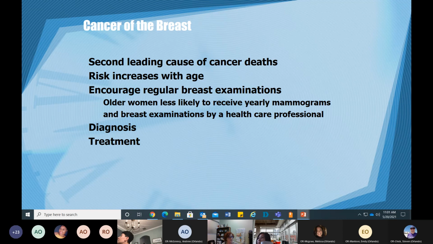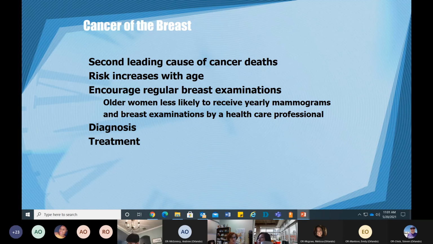Okay. Annual mammograms for women are recommended starting at age 40, and then at age 75, every 2 to 3 years. So if a woman's between 40 and 75, she should usually be getting an annual mammogram.